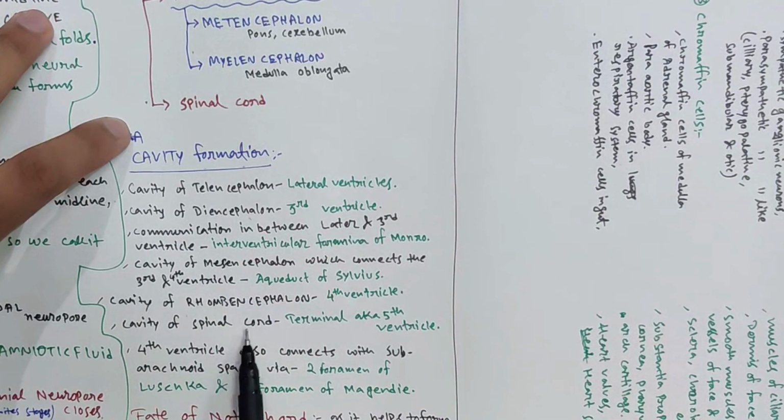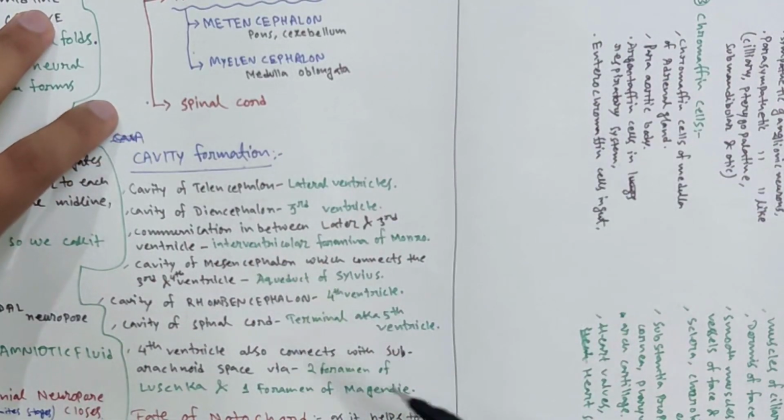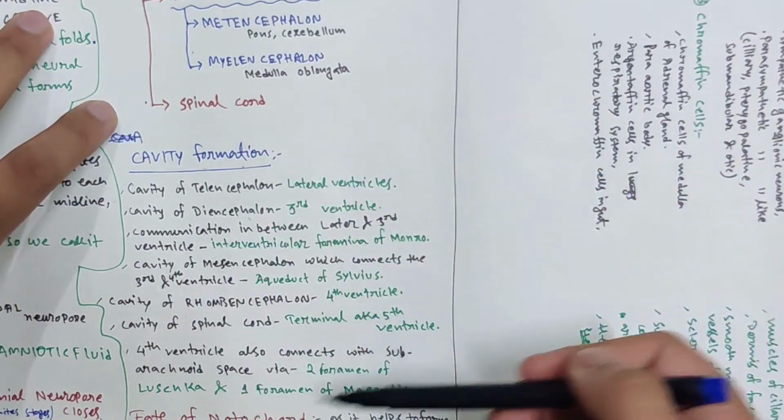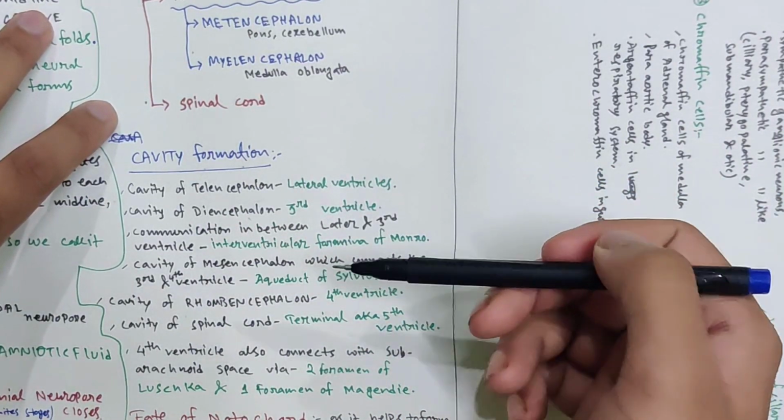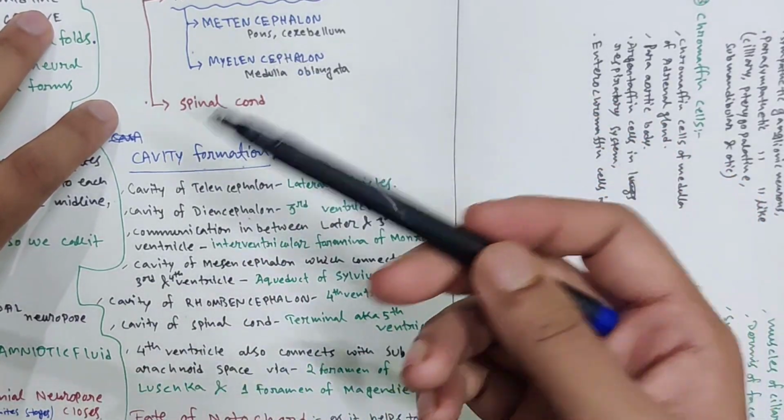Fourth ventricle also connects with the subarachnoid space via two foramina of Luschka and one foramen of Magendie. All these foramina, all these ventricles, you know from my earlier videos of anatomy. If you have not seen those videos, it's your fault, not mine.